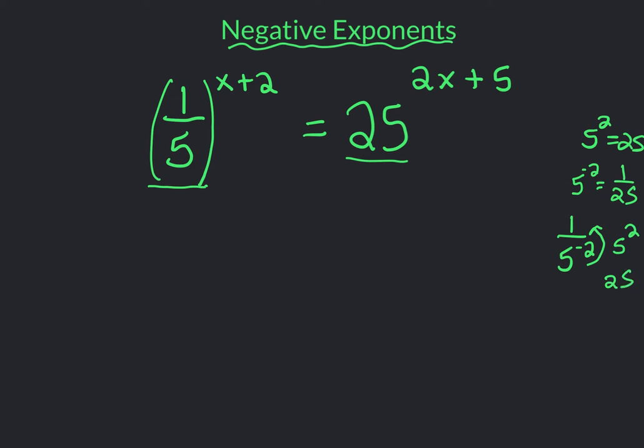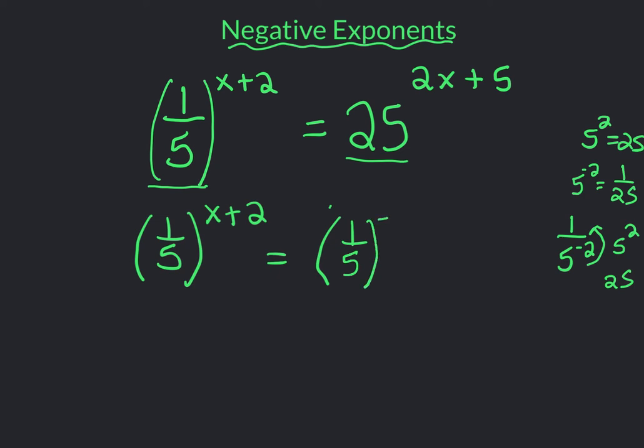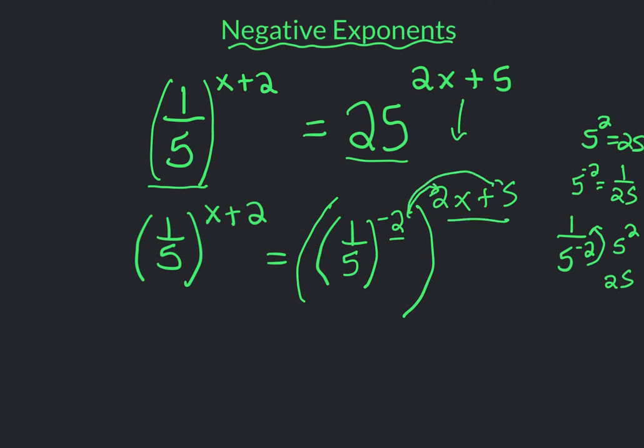All right, so I'm going to use that idea over here. So I'm going to keep the left side the same, 1/5 to the power of x plus 2. I'm going to change this 25 to 1/5 to the power of -2. Because 1/5 to the power of -2 is 25, but I have to raise that whole thing to this power, to the power of 2x plus 5. All right, so this looks complicated, all these parentheses, but here we have just power to a power, so I need to multiply, but I have to distribute to both.